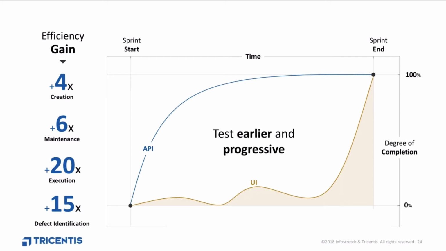APIs, on the other hand, are pretty stable right from the start and will change only slightly over time. This makes them the perfect candidate for early and progressive testing. Besides that, API tests can be created way faster than UI tests, as you do not have to take care of UI synchronization or difficult environment setups. And what's more, they can run in a fraction of the time required for UI tests. All right.